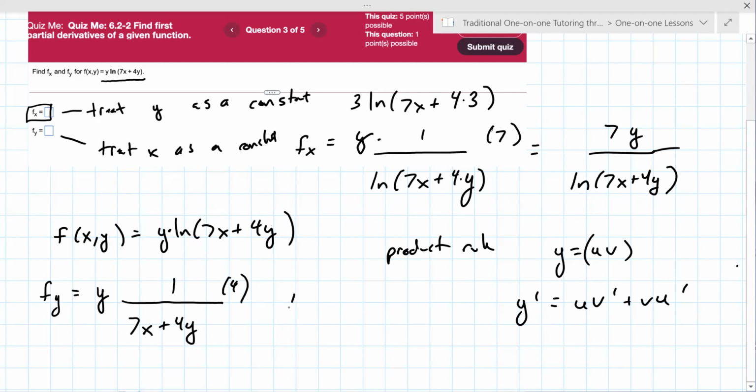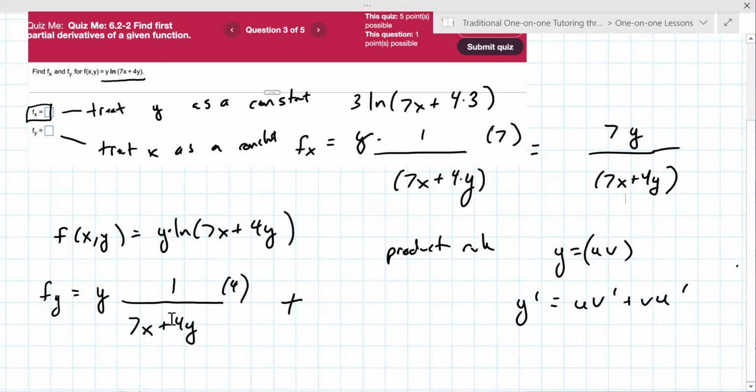Why didn't you put the ln on the bottom like you did the first time? I'm so sorry. That's completely wrong. It is just 1 over. I don't know why I did that. Oh, okay. So the ln doesn't go there. Yeah. That's really silly of me.